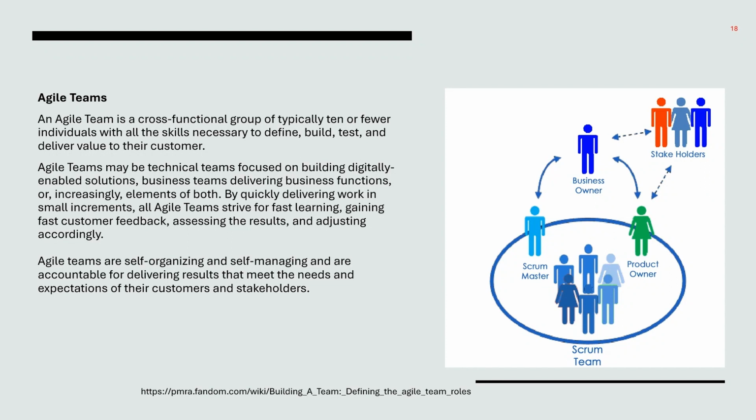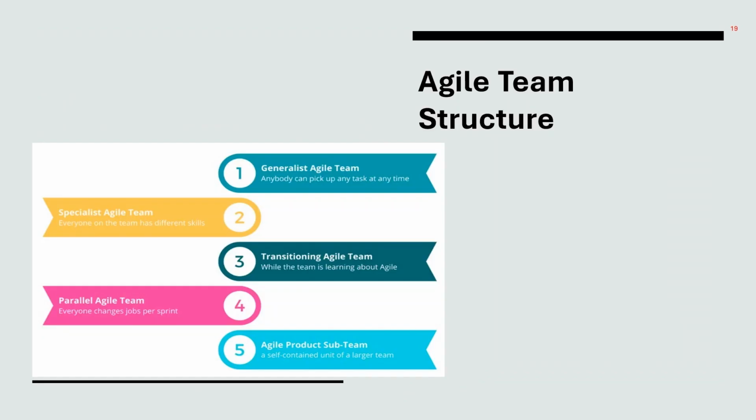Agile teams may be technical teams focused on building digitally enabled solutions, or business teams delivering business functions. Agile teams are self-organizing and self-managing and are accountable for delivering results that meet the needs and expectations of their customers and stakeholders. This is the Agile team structure of my project.